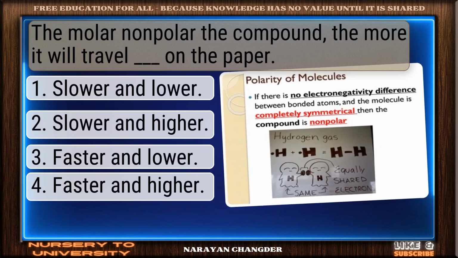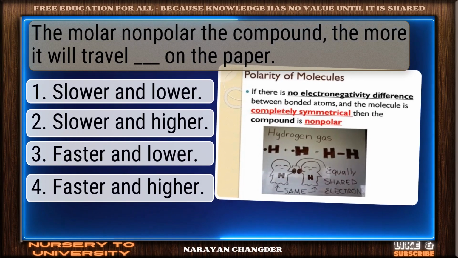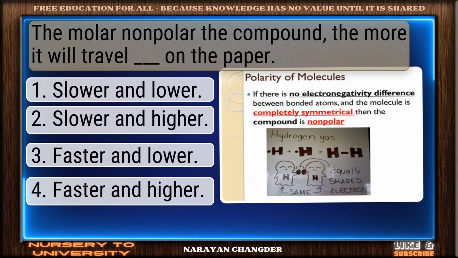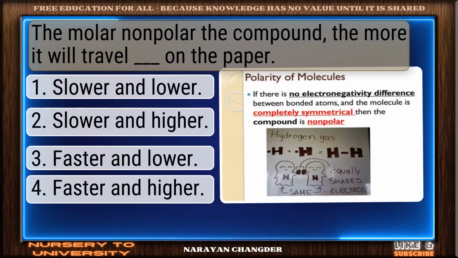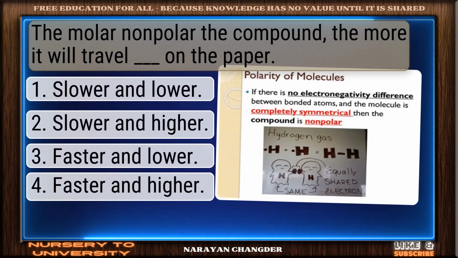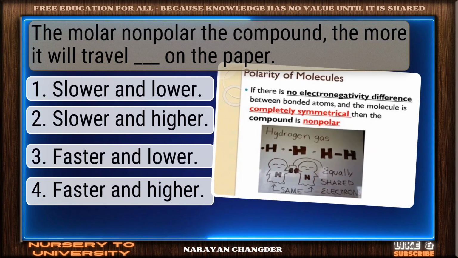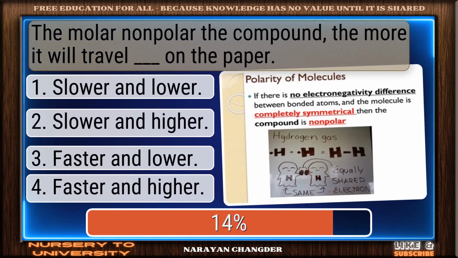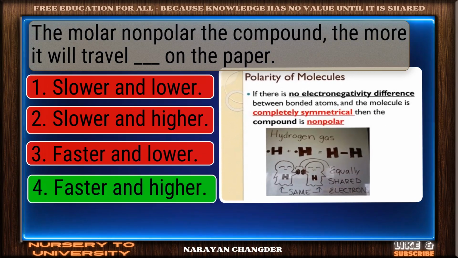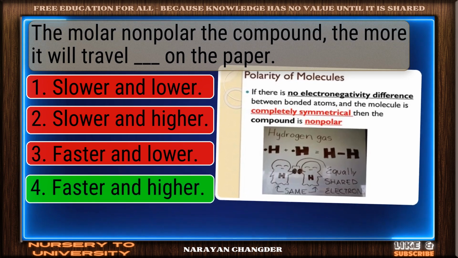The more nonpolar the compound, the more it will travel dash on the paper. Option 1, slower and lower. Option 2, slower and higher. Option 3, faster and lower. Option 4, faster and higher. Faster and higher, great work.